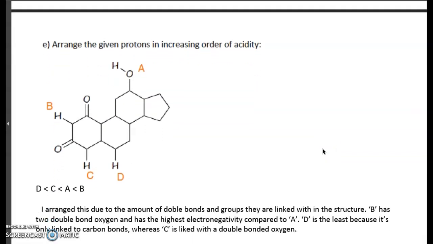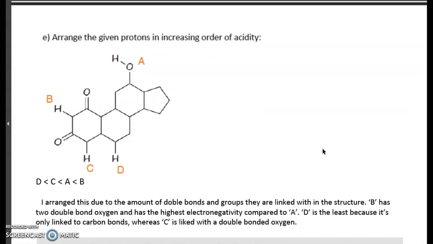So the next question was to arrange the given protons in increasing order of acidity. This one's a bit of a challenge. Actually, I had to really think about this one here. I knew that alcohol, as you can see here, A is alcohol, OH bond there, is high in acidity. But then again, you also have B, where it has the hydrogen and 2 oxygens with double bonds. With acidity, the more double bonds, the more acidic it is, as well as with the hydrogen.